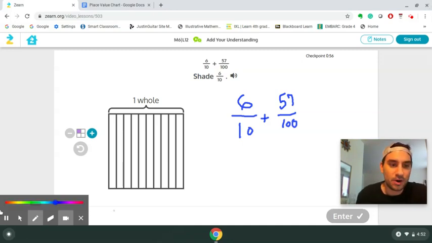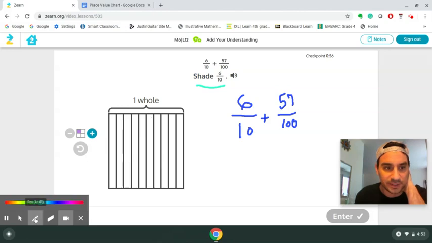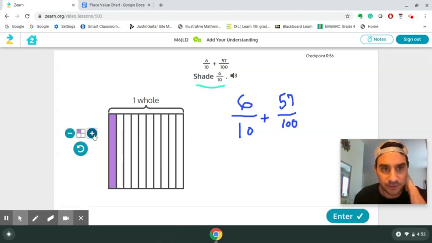Okay, my friends, you are back. The reason that we cannot add these together is because we have different denominators. They are uncommon. We need to have common denominators. So before we do, we're going to follow their instructions. We're going to use a fraction model for this, or an area model. We're shading 6/10 on this area model. Let's go ahead and shade it in. There's 1/10. Count with me. 2/10, 3/10, 4/10, 5/10, 6/10. 6/10 are shaded. Very nice job. Let's press enter.